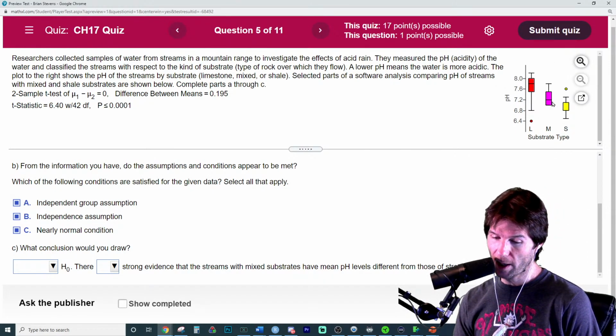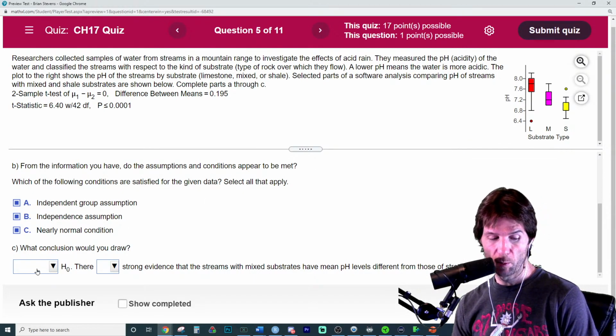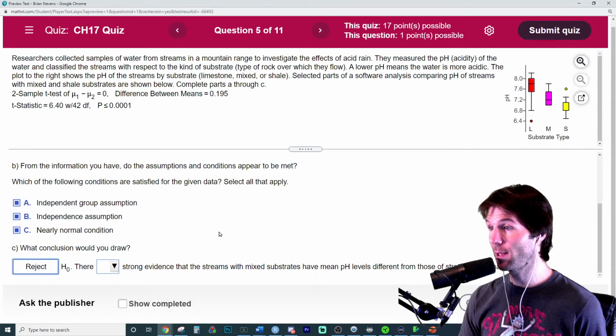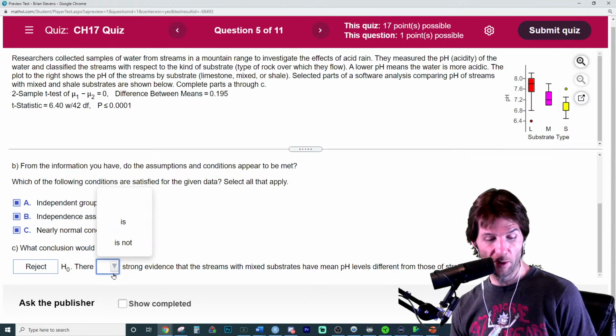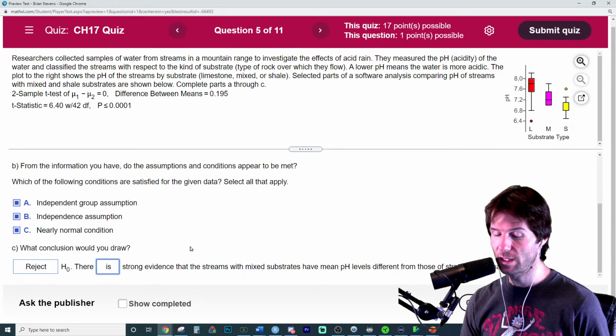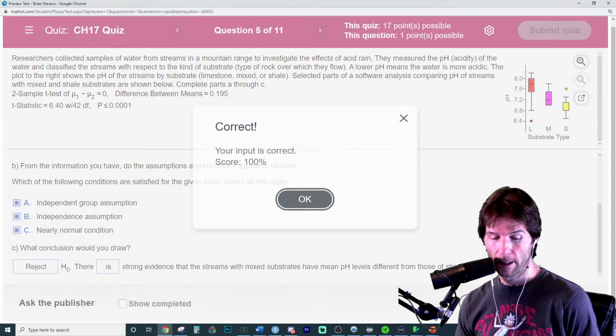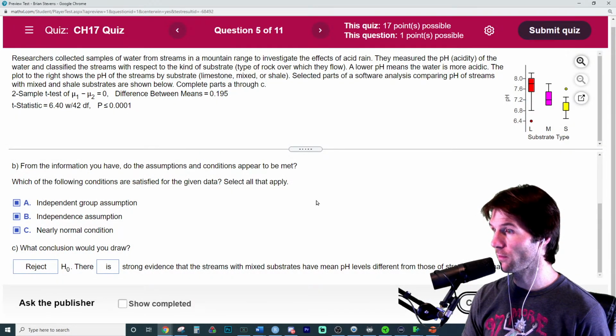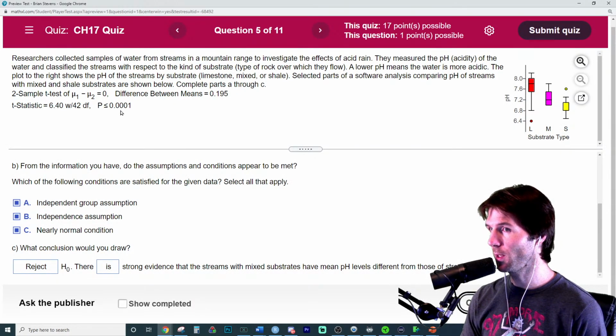What we're doing right here is we're comparing the means of these groups, and we reject the null that they have the same mean. There is very strong evidence that there is a difference in the pH levels right here. So I reject the null. I have evidence of a very big difference, and that's just by the p-value right here. The test statistic is 6.4.